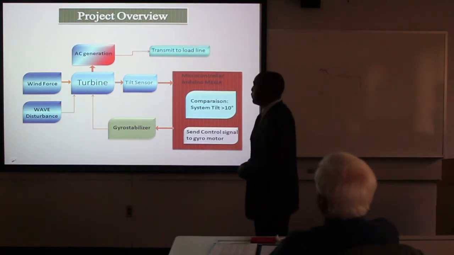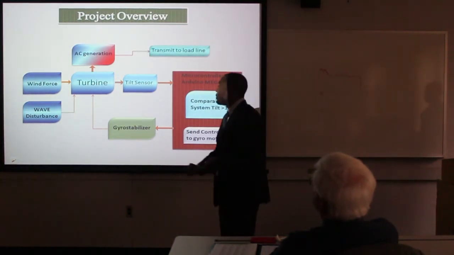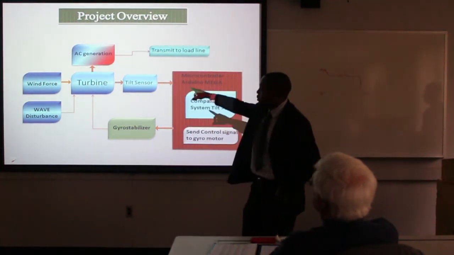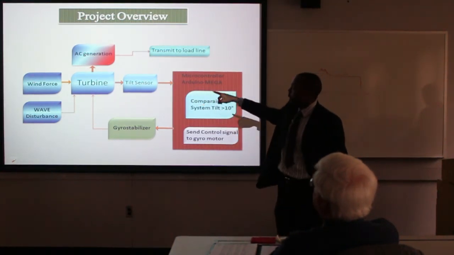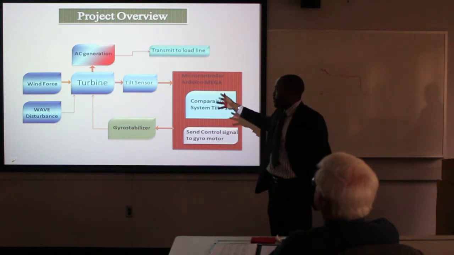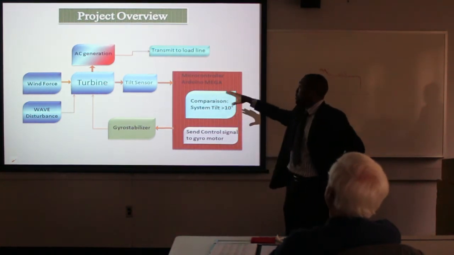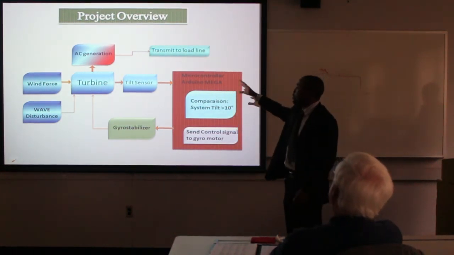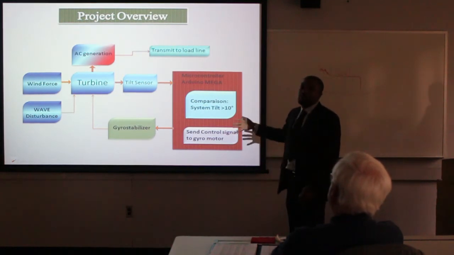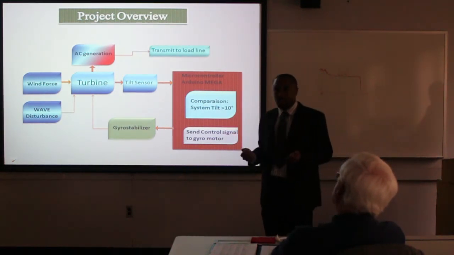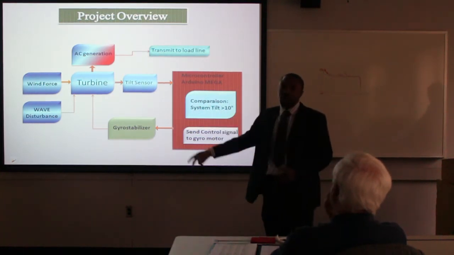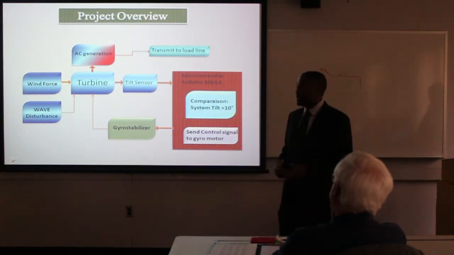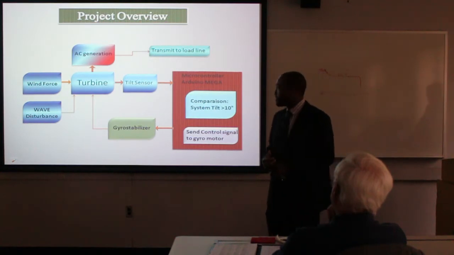This is our project overview. It's pretty simple, pretty straightforward. You have the turbine, and you have the wind force attacking the turbine, along with wave disturbance. They're attacking the turbine, trying to make it tilt. So we have a tilt sensor to measure the tilt angle and send the signal to the microcontroller, based on a program that we established and conditions that we predefined. The microcontroller will decide whether to start the gyroscope, which is basically the motor with the spinning mass.